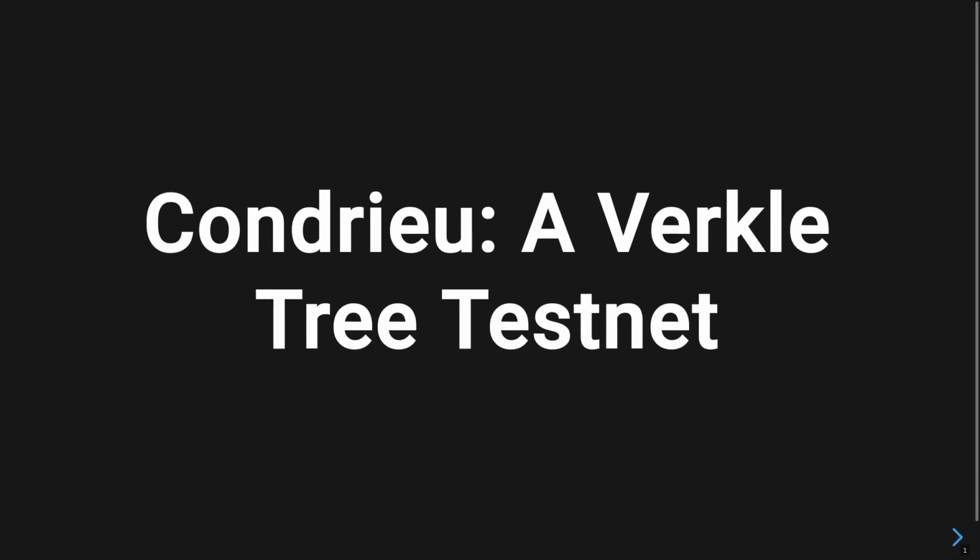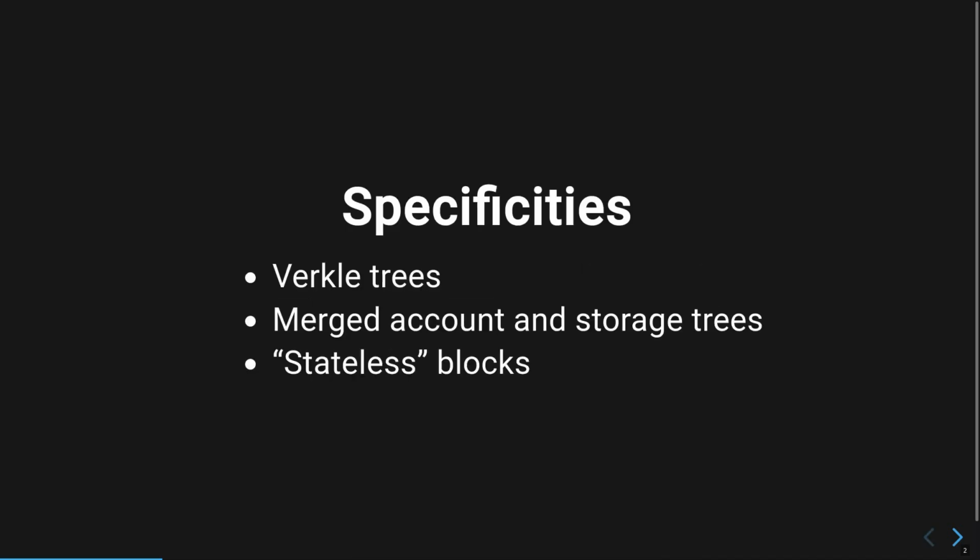In this video, I'm going to talk about Condrieu, which is a testnet using verkle trees. This testnet is a single client testnet, and it uses a modified version of Geth. So how is it different from other testnets? Well, for one, it's using verkle trees. In fact, it's using one verkle tree because the account tree and the storage trees are all merged into a single tree. And it's also producing stateless blocks, so blocks with extra information that we're going to detail.